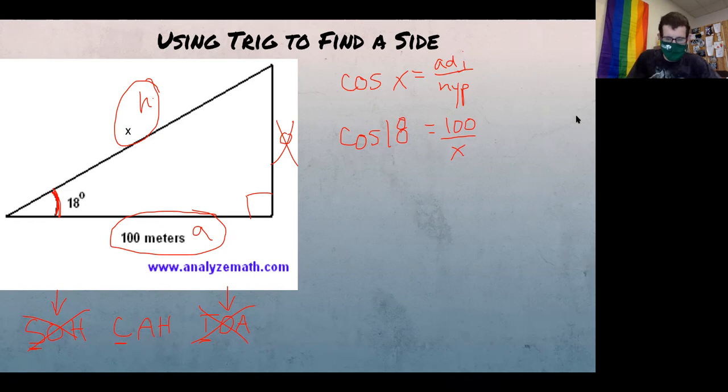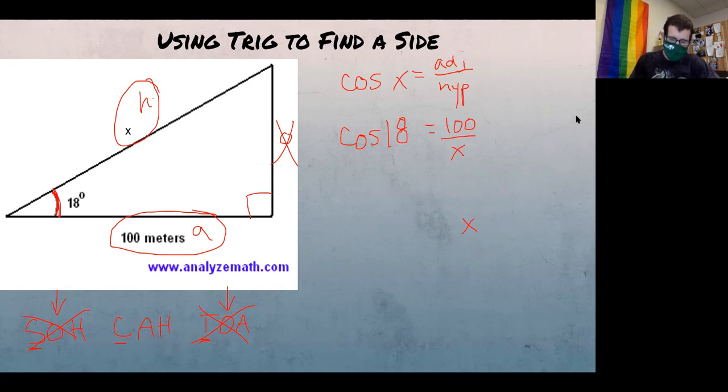Okay, so this is 0.951. I could rewrite it this way, 0.951 equals 100 over x. And there's nothing wrong with that, but typically we don't bother converting it into a decimal. We'll just keep it written as cosine of 18. I just want to emphasize it's just a number, okay? It's just a number. So let me erase all this.